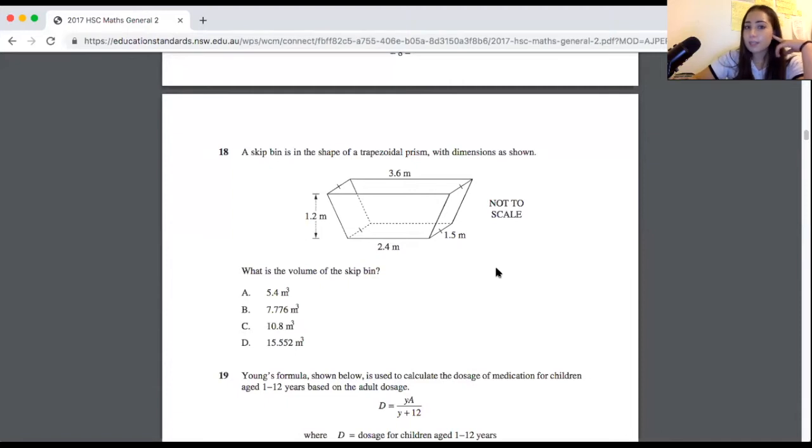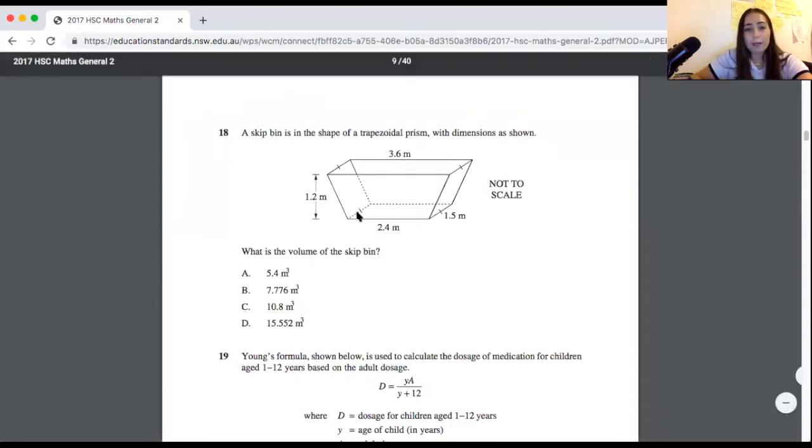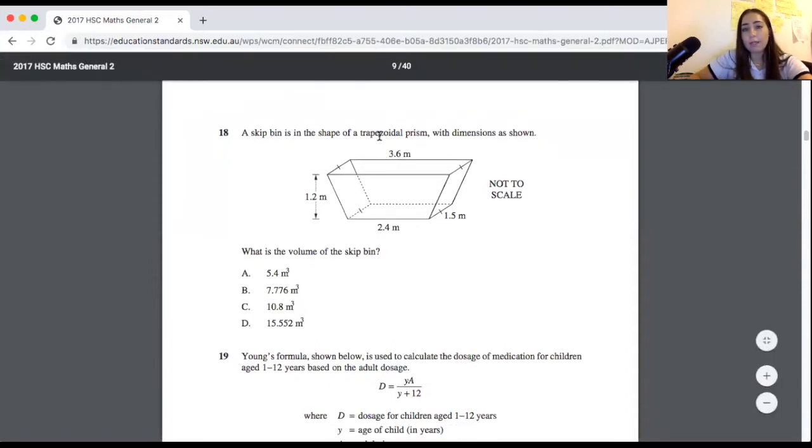Okay, let's have a look at this next question. This is from the HSC 2017 paper, General Maths. It's question 18, also a multiple choice question. Let's have a quick read. This is a skip bin. It's in the shape of a trapezoidal prism, which means it's got a cross-sectional face of a trapezium. It literally gives it to you in the question, and its dimensions are given.